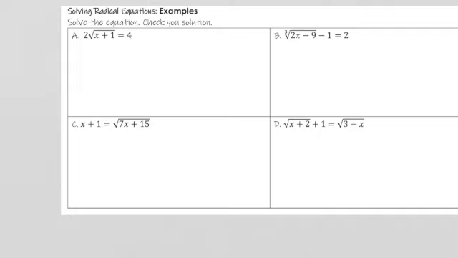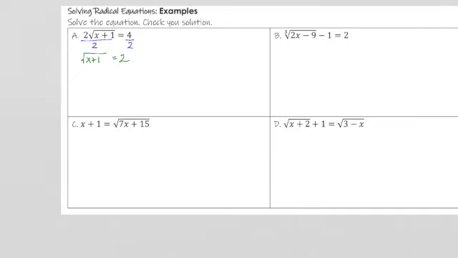The first step is to get everything that is taken to the root, or under the root itself, by itself. So what we need to do is get rid of this number in front. It's 2 times the square root, so I'm going to divide both sides by 2. And that gives me the square root of x plus 1 equals 2. And here's where we're going to get rid of the square root.